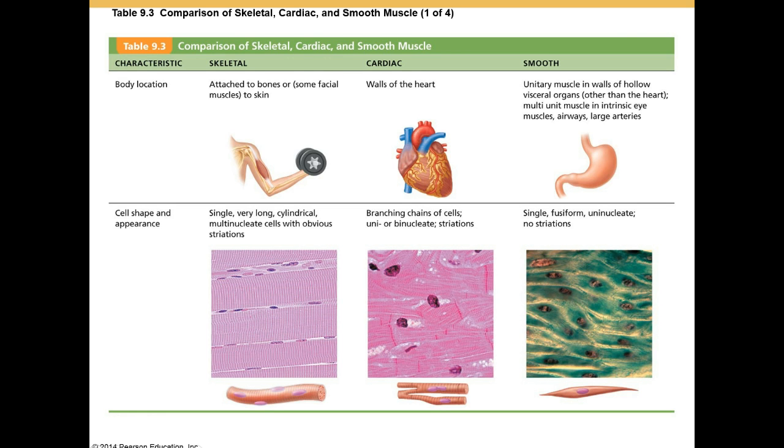We're mainly going to be looking at the smooth muscle found in the hollow body organs, like your digestive tract or like your blood vessels. The cell shape and appearance is very different. Skeletal muscles are very long, multinucleated, with really obvious striations. Cardiac muscle has usually just one nucleus per cell, and the striations aren't quite as obvious, but they still are striated. Smooth muscle is very different. One nucleus per cell. They're very short. They taper at the ends. That's called fusiform. And you don't see striations.